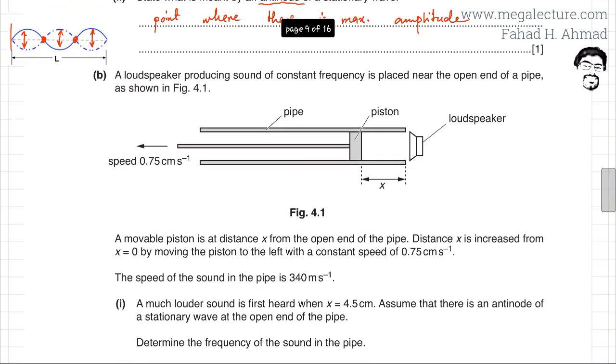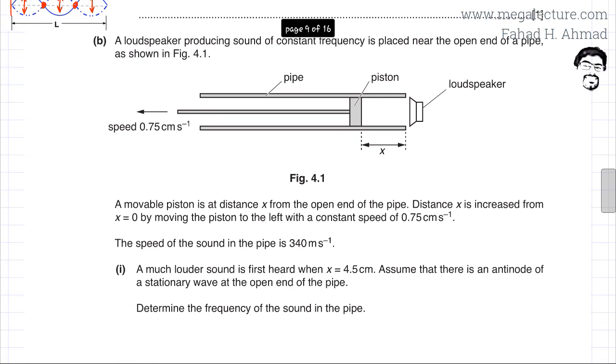So what is the question asking us to do? A movable piston is at a distance x from the open end of the pipe. Distance x is increased from x equal to 0 by moving the piston to the left with a constant speed of 0.75 centimeters per second. The speed of sound in the pipe is 340 meters per second. A much louder sound is first heard when x is equal to 4.5 centimeters. So when x equals 4.5 centimeters, a loud sound is heard, which basically means you're hearing an antinode, because a stationary wave is going to be produced.